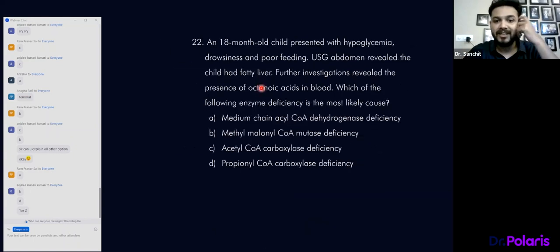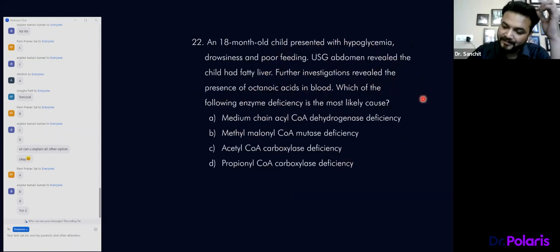Okay, now, last question. I'll be very fast. Just tell me fatafat, because this has got nothing to discuss. This is just about biochemistry, and if you know it, you know it. These are those questions. An 18-month-old child presented with hypoglycemia, drowsiness, and poor feeding. USG abdomen revealed the child had fatty liver, and further investigations revealed the presence of octanoic acids in blood. Which of the following enzyme deficiencies is the most likely to cause it?